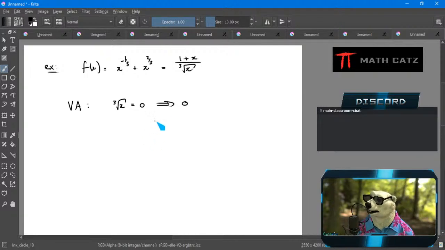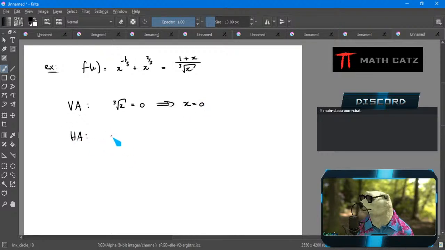Because I can't divide by 0 and there's nothing at the top to cancel it, it's going to blow up. Vertical asymptote is the equation of a line, and the line is x equal to 0. Good.